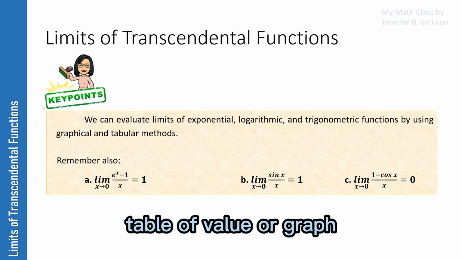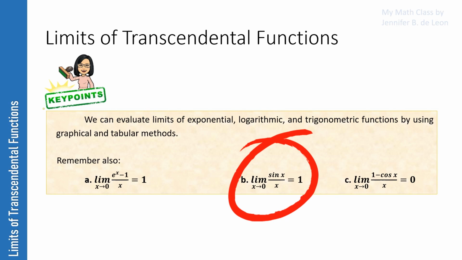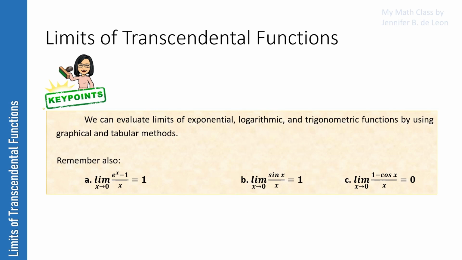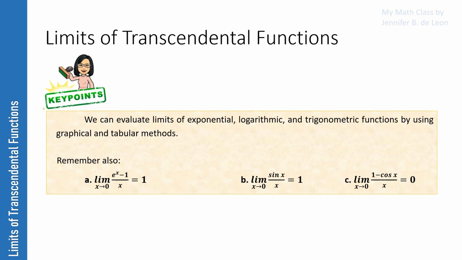When evaluating the limits of functions involving the expressions below, all we have to do is to factor out this expression and then substitute 1 for the limits of e raised to x minus 1 all over x as x approaches 0 and the limit of sine x over x as x approaches 0, and 0 for the limit of 1 minus cosine x all over x as x approaches 0.